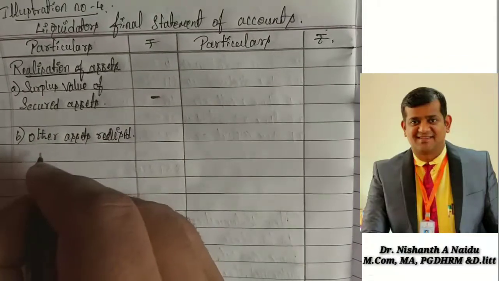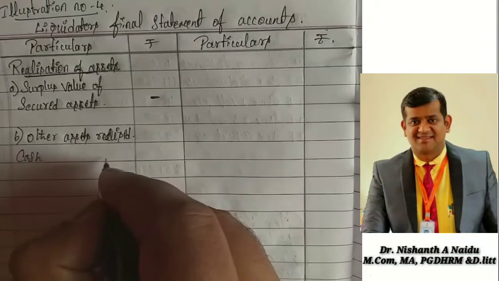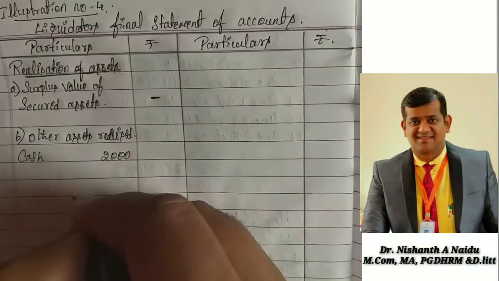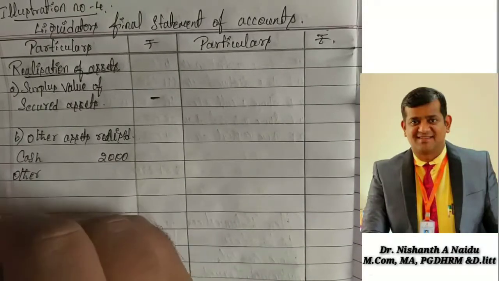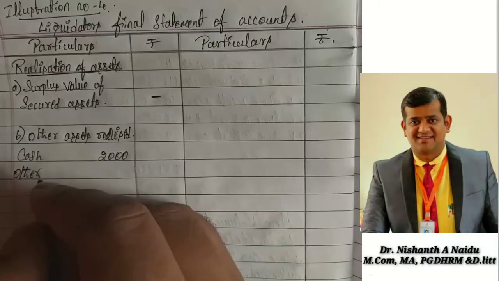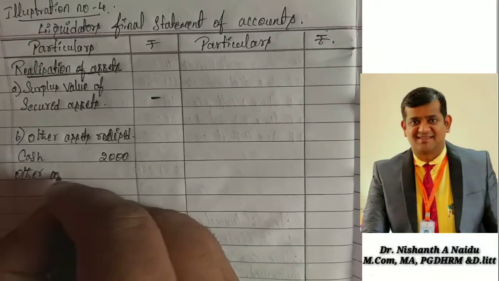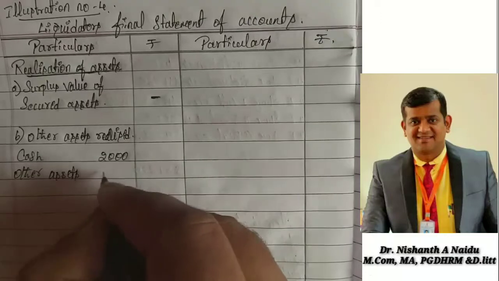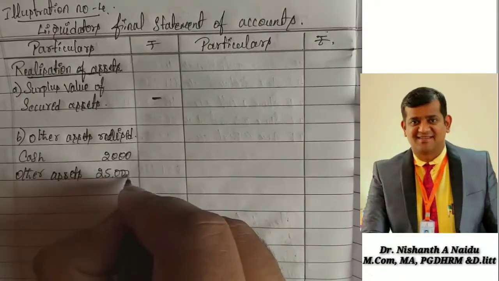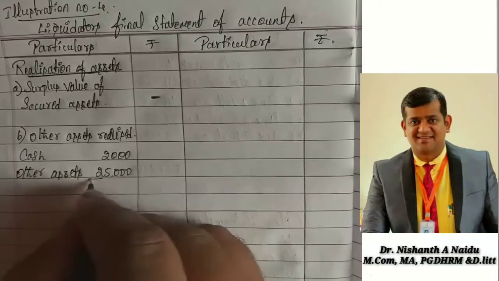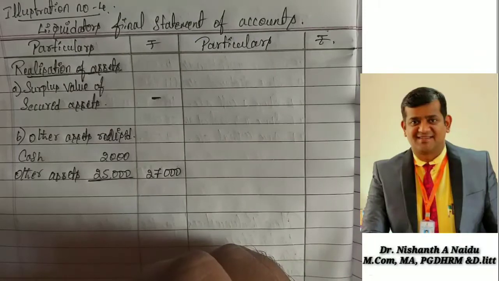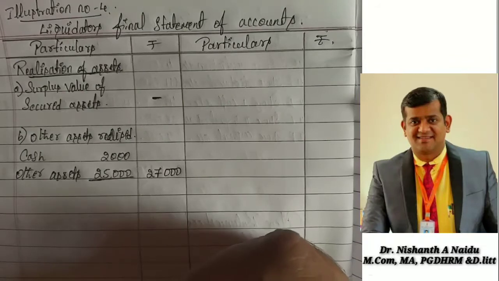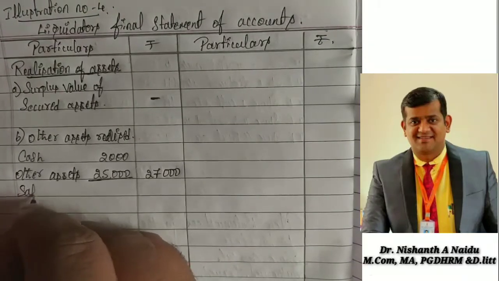Under that we have cash. So how much? 2,000 rupees cash we have. Then we have other assets, which they have clearly said in point number 6, realization of other assets. How much do we have? 25,000, correct? So put together it is 27,000. Then they said that sale of secured asset, that is point 5, realization of machinery 35,000. That also we should reflect here.